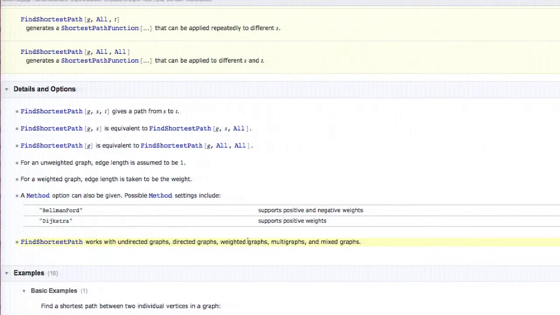So essentially, we say that the function works for undirected graph, directed graph, weighted graph, mixed graph, and multigraph. And you can imagine each type of graph probably has its own algorithm and its own automation behind the scenes. In short, this is the way we introduced that whole framework. And currently, Mathematica is the only system, as far as I know, which can support all these types of graphs.